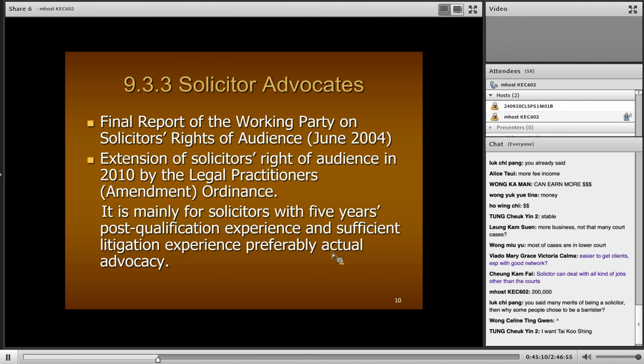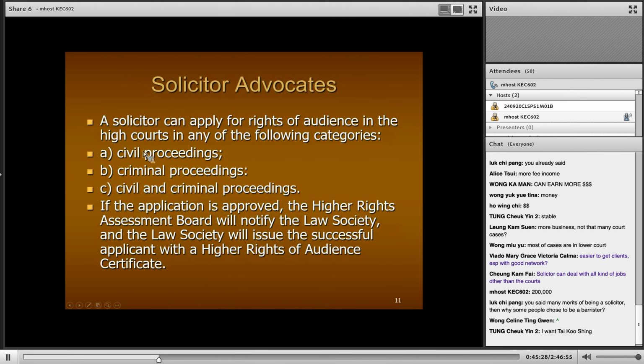So now, we have in module 2, when you study civil procedure, you find a lot of documents. For example, statement of claim, writ, defense, reply, etc. These are the documents for court work. So if a solicitor wants to be a solicitor advocate, he can apply for rights of audience in the High Court in any of the following categories: either civil or criminal or civil and criminal.